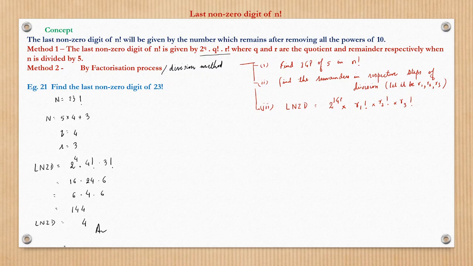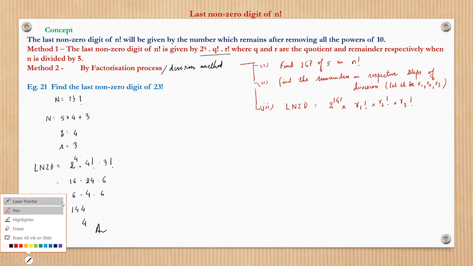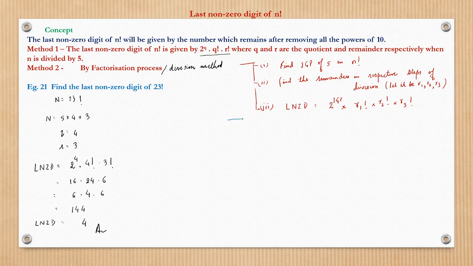So let us apply this process over 23 only. So method 2: here n is 23 factorial. We will find the IGP. How do we find it? IGP of 5: 5 will divide 23 4 times. What is the remainder here? That is 3. The remainder we write this side.